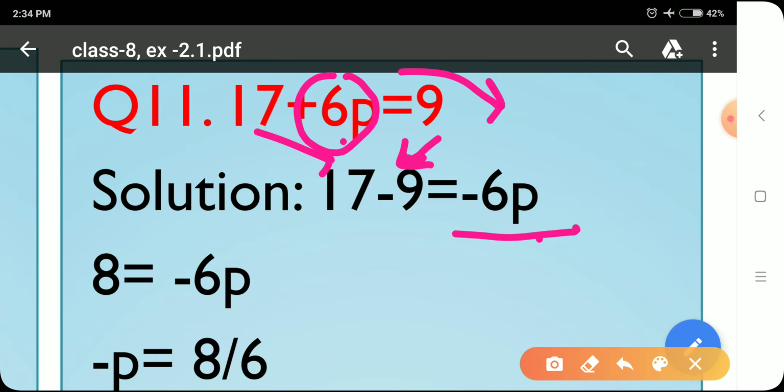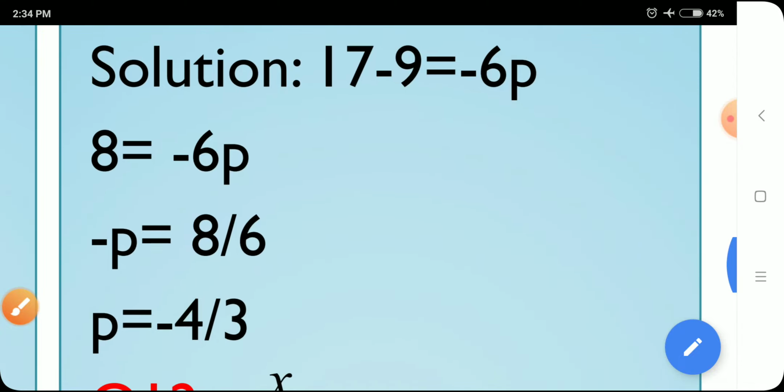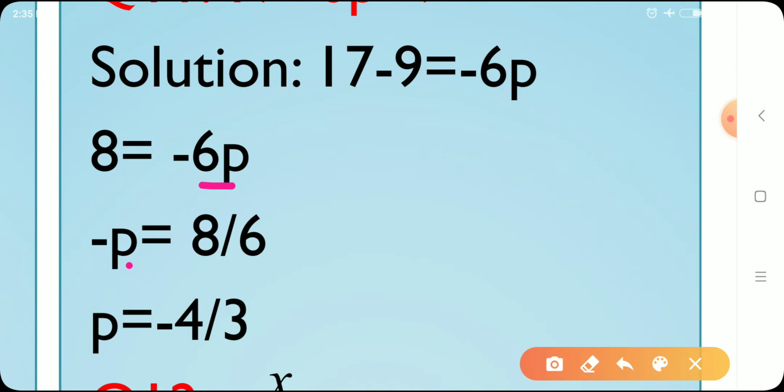You can take it on any side. You can take the variable on the left hand side, or you can take it on the right hand side. Separate them: variables on one side and constants on the other side. So I have taken the variable on the right hand side and the constant on the left hand side. So 17 minus 9 will give you 8 and minus 6p. So you see that 6 is in multiplication here, so 8 is equal to minus 6p.